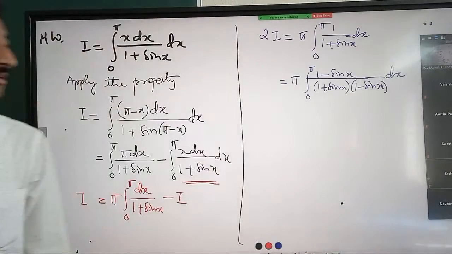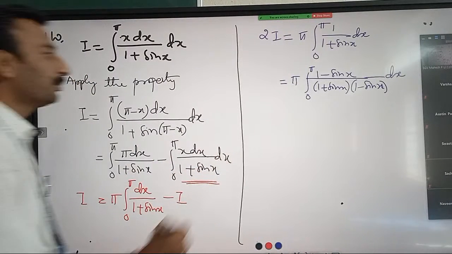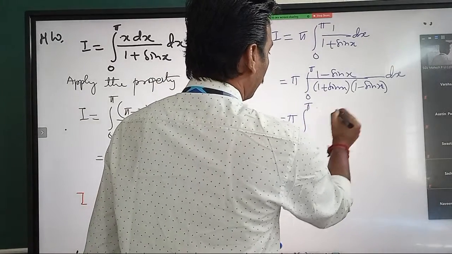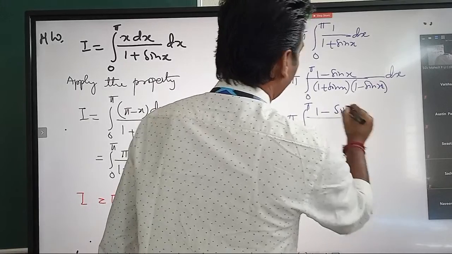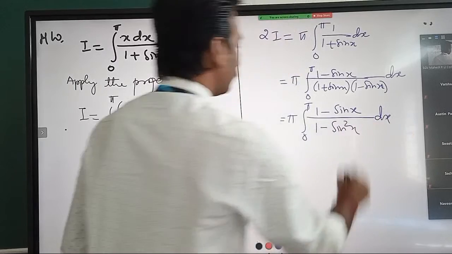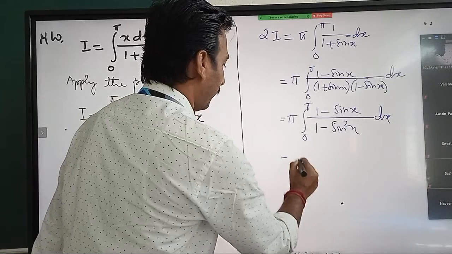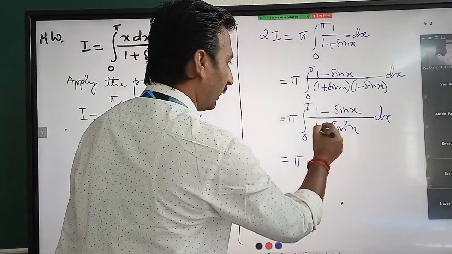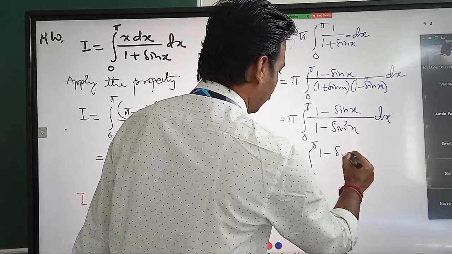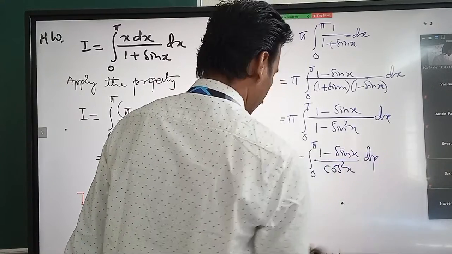Next, what I am doing, simply the denominator simplified. What is that? (a plus b)(a minus b) form. So you can get it as pi into integration from 0 to pi (1 minus sin x) divided by (1 minus sin square x) dx. Correct? So finally what you are getting here is pi, and look at this, 0 to pi, this 1 minus sin x no change, but the denominator becomes cos square x dx. Correct?